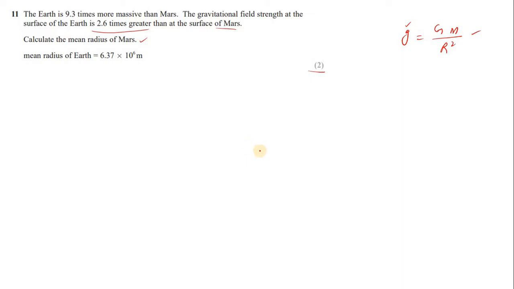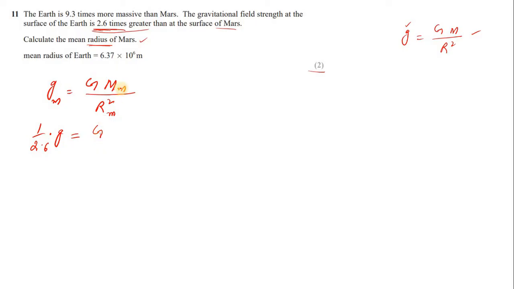This formula, if you wish to write for Mars, you can write as: gravitational field strength of Mars would be equal to capital G, which is constant everywhere, and mass of Mars divided by radius of Mars squared, and that's what we need to find, Rm. Now the gravitational field strength of Mars is 1 upon 2.6 times that of the Earth, because Earth is 2.6 times greater. So g of Mars is 1 upon 2.6 times of g.